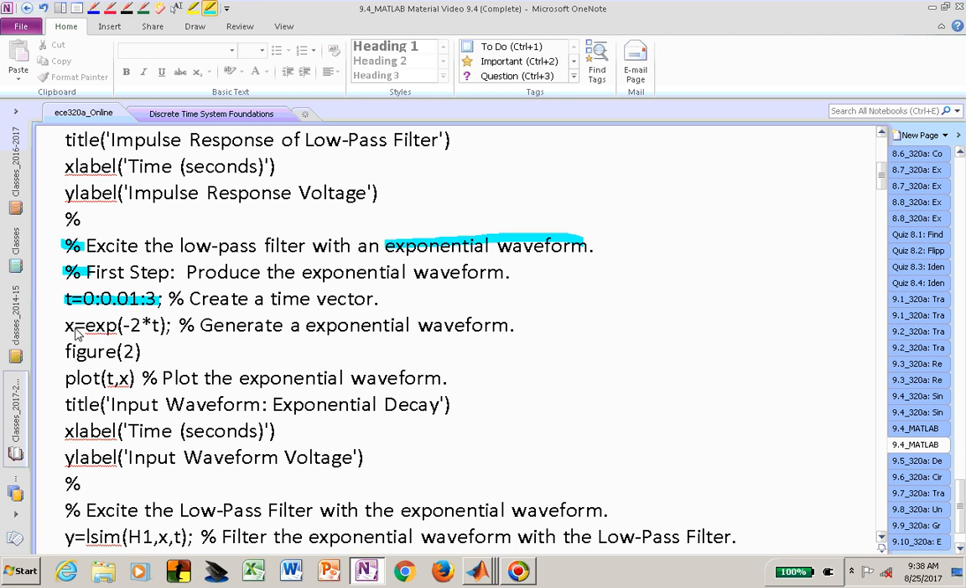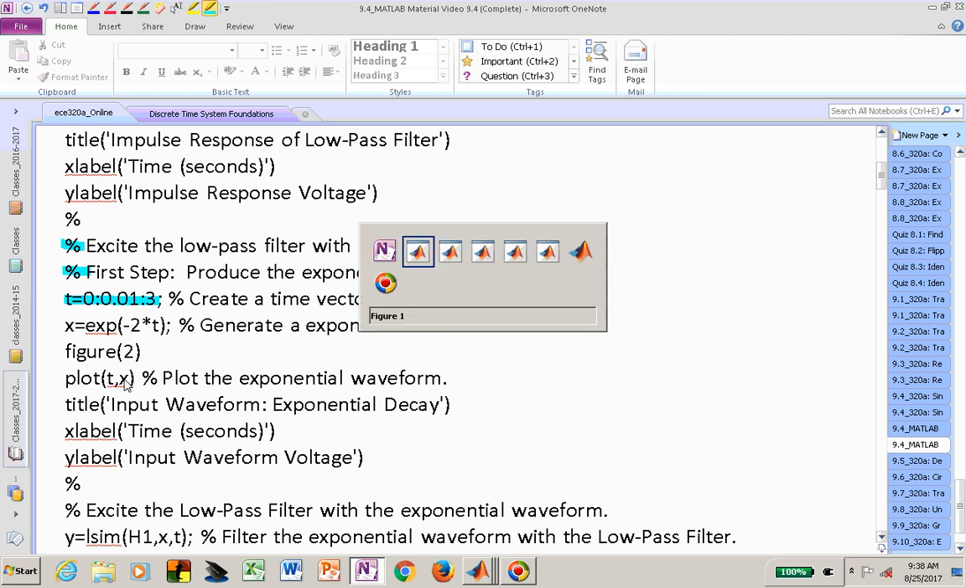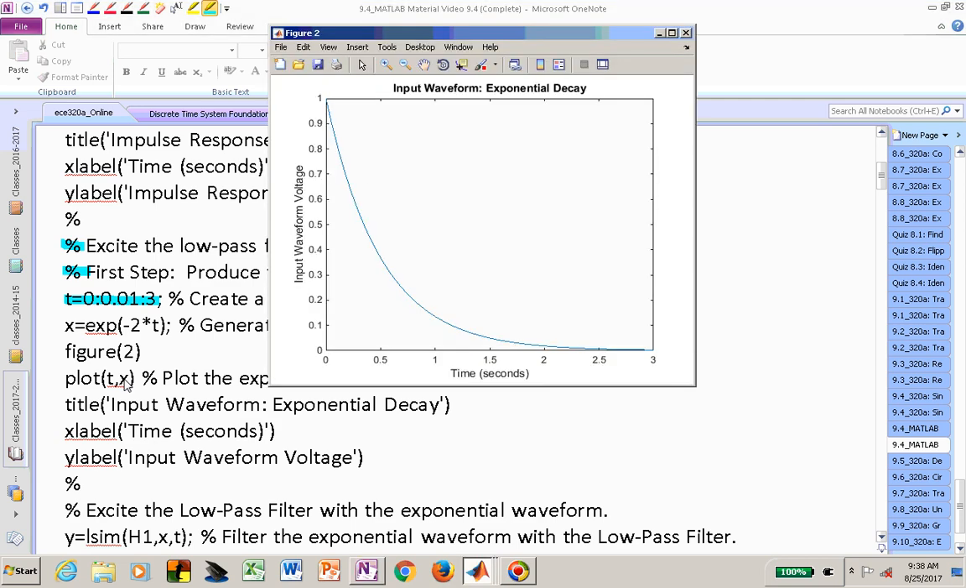I should have probably called that x1. This is x equal to exp, the exponential function, of minus 2 times t, and in figure 2, we've sketched that particular waveform, and in fact, that's what we would expect.